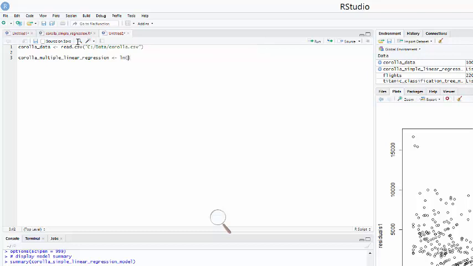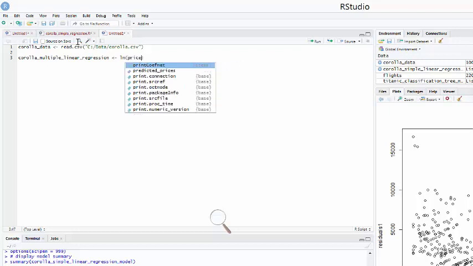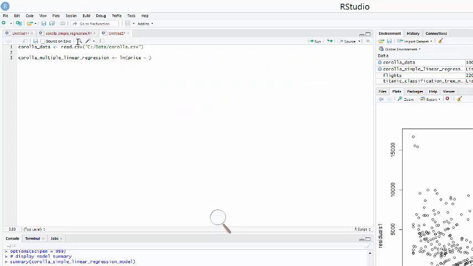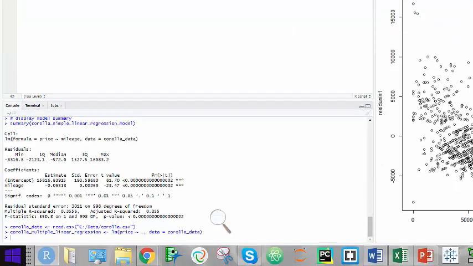What do I communicate to my LM function? First of all, what's my target and what are my predictors? My target is still price. And what are the predictors? Everything else. How do I say everything else? Period. And then comma. And I have to tell function LM which data to use, so data equals Corolla_data, obviously. Let's run it. It should give you no red output.